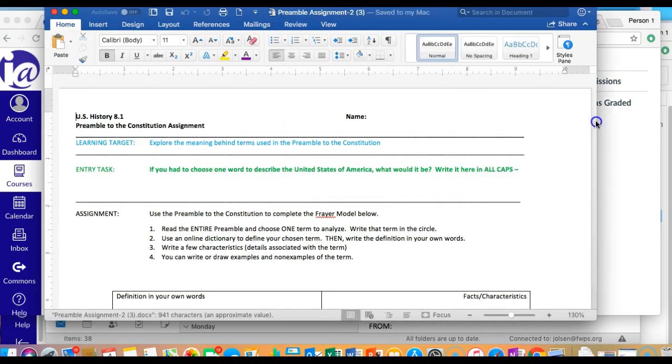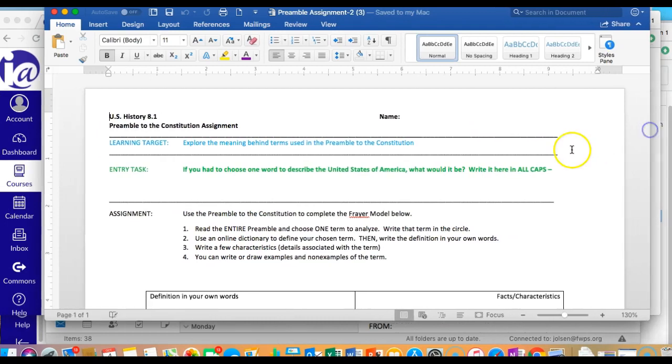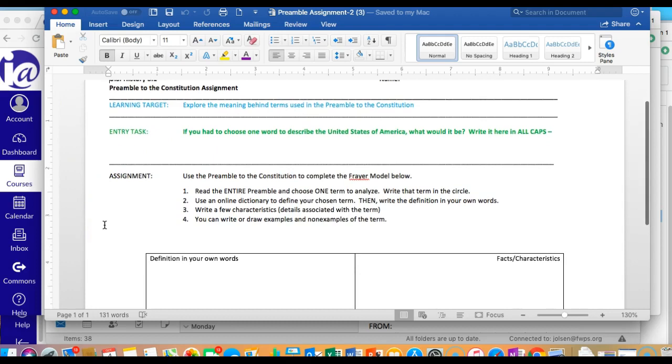And you will see that it is in landscape view. So always make sure that you fill in the learning target. And I said if you had to choose one word to describe the United States of America, what would it be? And so just one word, and I'd like you to write it in all caps right here. Okay, and then you're going to get into the assignment. So first of all, you need to read the entire preamble first. Okay, so it's a couple of lines long, but it isn't like you are reading pages and pages.